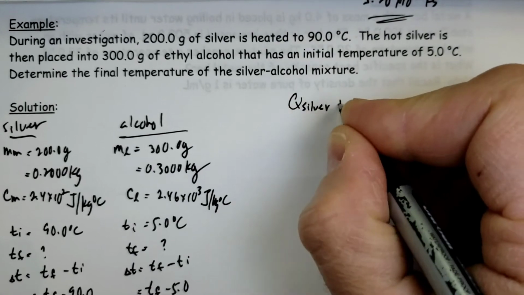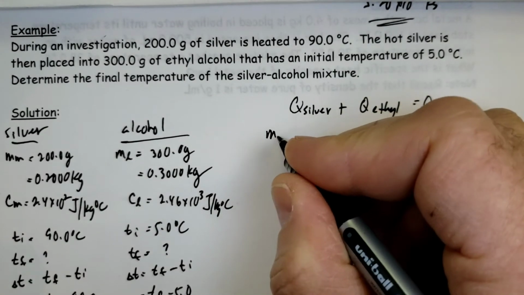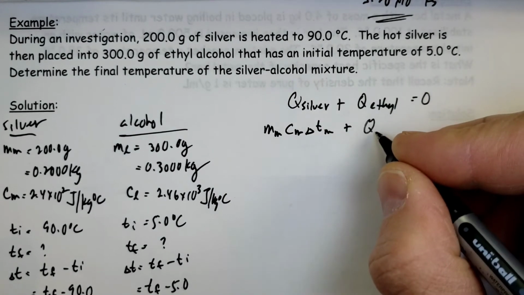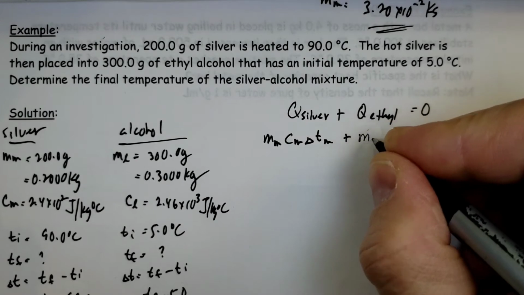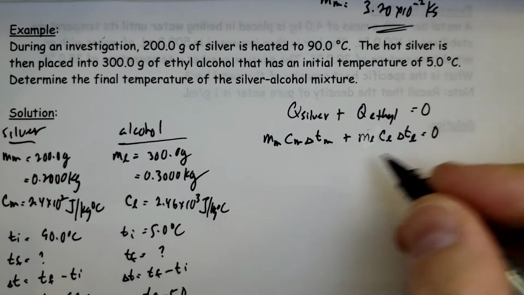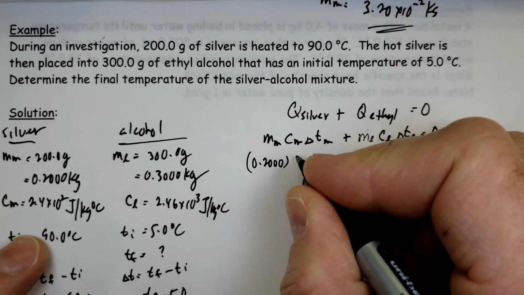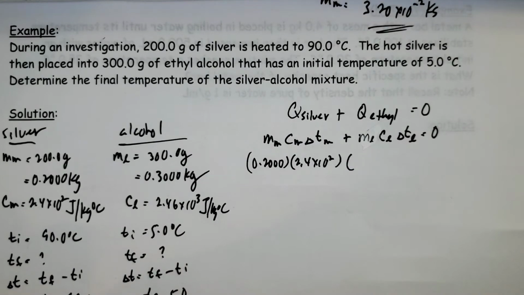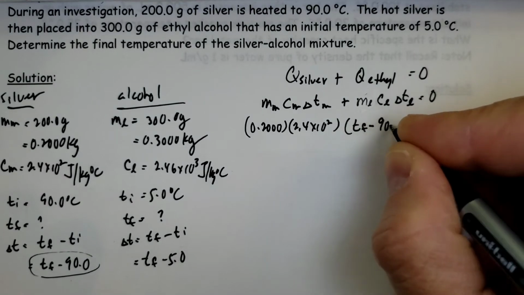Okay, so Q silver plus Q, I don't know, call it ethyl, doesn't matter. So the M of the metal, the C of the metal, the delta T of the metal, then the Q of the liquid, or sorry, this should be an M. So use a little magic to fix that up. M liquid, C liquid, delta T. And again, I use liquid. I could have used an E for ethyl, it doesn't matter, or an A for alcohol, whatever works. 0.2000, 2.4 times 10 to the 2. And then here, now I'm going to use this version here. So TF minus 90.